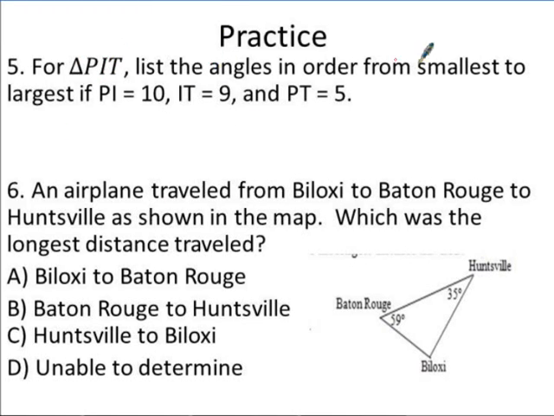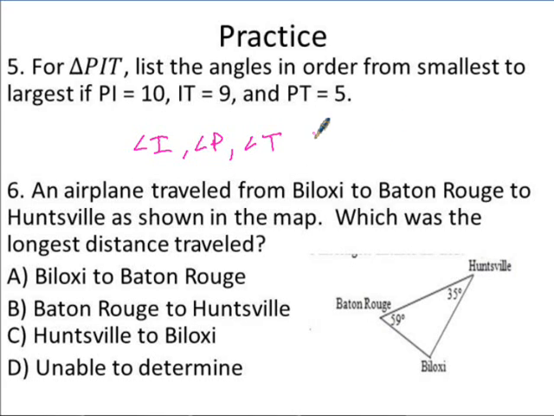What I can do is, if I'm going from smallest to largest, the smallest side is PT. What letter is missing there? I. That's the angle across from it. Angle I is the smallest. Medium side IT, what letter is missing? P. Largest side is PI. What letter is missing? Angle T. It's really that easy. You can use that if you can remember that. Otherwise, draw it and you'll see the same thing.